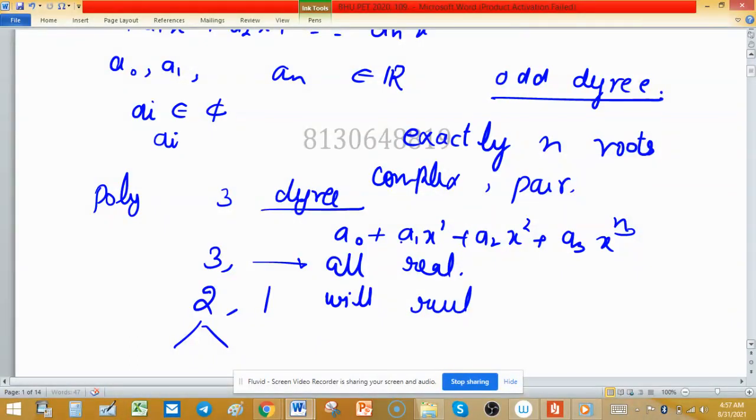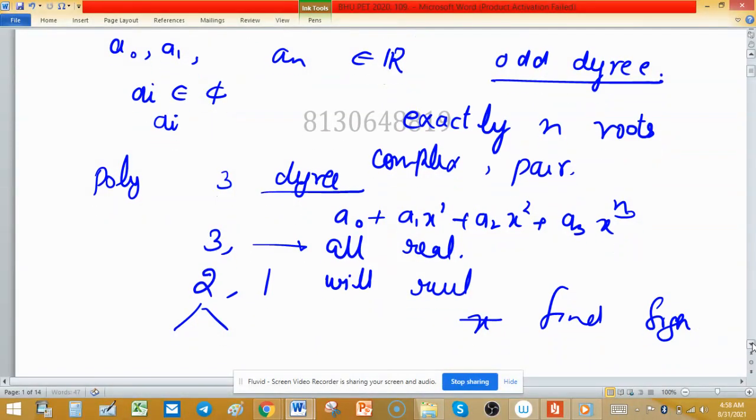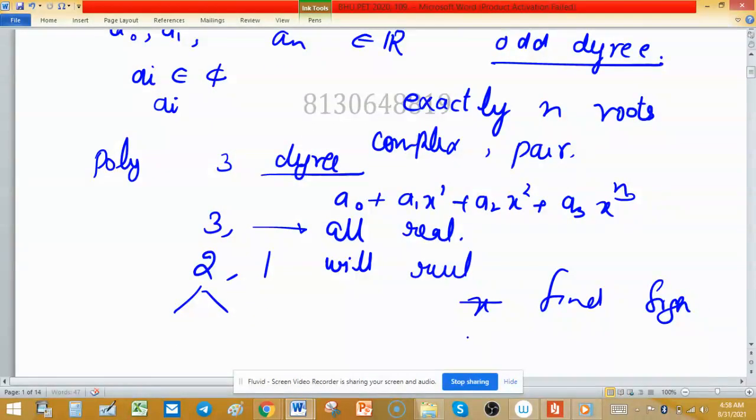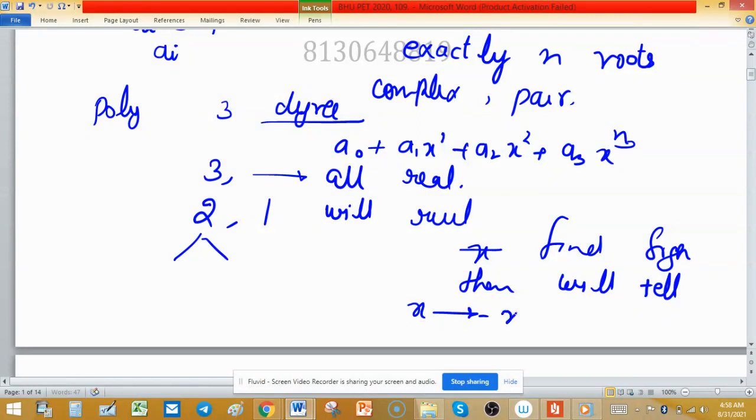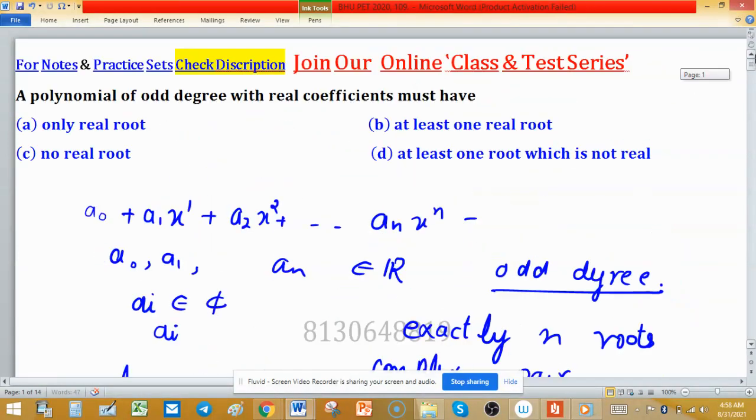As you can see, a naught plus a1 x square, then find the sign changes. If a sign change is there, then it will tell you the number of positive real roots. If after the transformation x to minus x, then it will tell you the number of negative real roots. Add all of them, you will get the answer somehow.